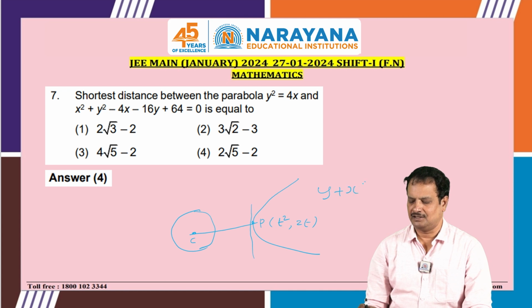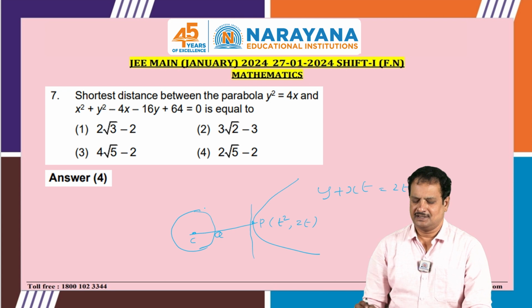At this point, take the normal equation: y plus xt equal to 2at plus at cube. So this is the normal equation. This normal must pass through the center of the circle. Then only this P becomes the shortest distance between the two curves there, because the normal at any point on the circle will always pass through the center of the circle. So take the point P on the parabola, which is (at square, 2at). The tangent at this point is not required, only the normal at this point. So the normal at this point must pass through the center of the circle.